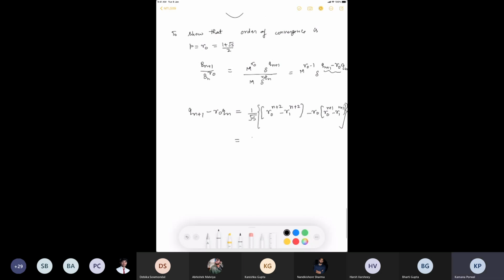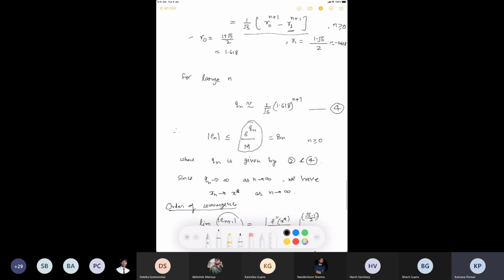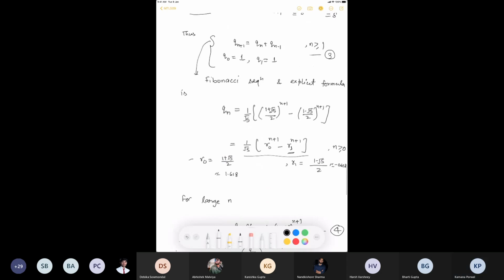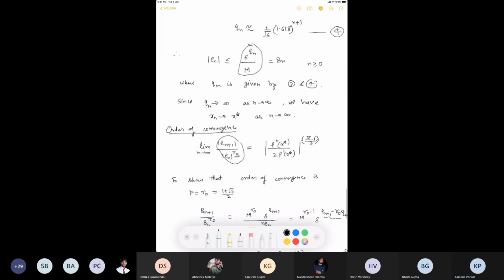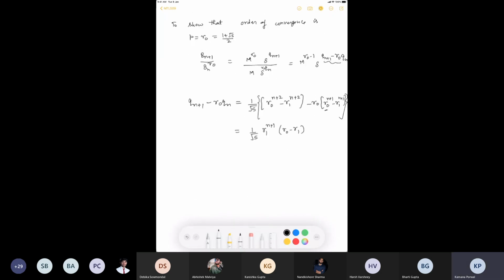Okay, so we simplify one more step, so this term will cancel out, and what we are left with is r1 raised to power n plus 2 minus r0 times this. So I'm going to take out the factor r1 raised to power n plus 1. So we get r0 minus r1. Okay, and we already know what r0 and r1 are. So r0 is (1 plus root 5) by 2, and r1 is (1 minus root 5) by 2. So r0 minus r1 is root 5. So this factor here is root 5. So what we get is r1 raised to power n plus 1.